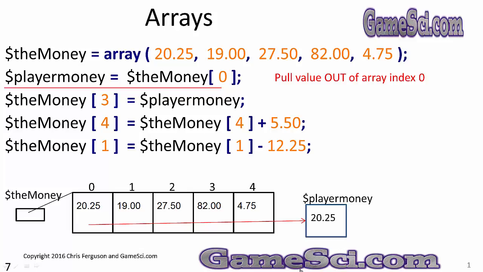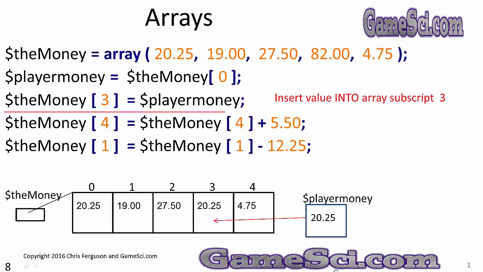Let's take that data out of there. Now I drew a red line down below, so position 0, the 20.25, is going to be taken from the array and moved over to the variable player money. And that's what that line of code does. Access position 0 of the array and pull it into the player money variable.